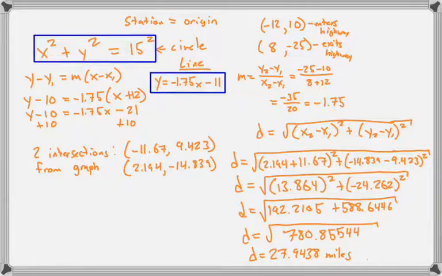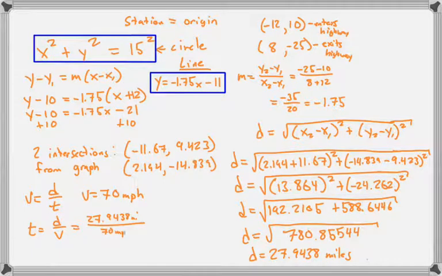We also know that velocity, or speed, is equal to distance over time. Her velocity here is 70 miles per hour. We now know our distance, so we just need the time. So time is equal to distance over velocity, or 27.9438 miles over 70 miles per hour. This is going to give us our time in hours, and then we just have to multiply it by 60 to get minutes. So 0.3992 hours, which translates to, after multiplying by 60, 23.95 minutes.